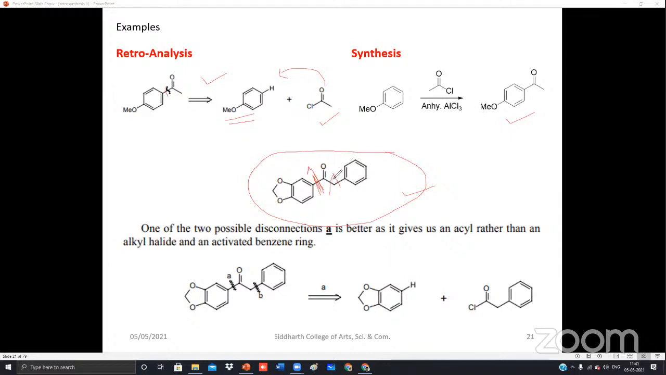But if I do the disconnection over here, there are two ways. If I do the disconnection over here, it is impossible to have acylation across the alkyl group. So I don't think about this. Suppose if I disconnect over here, then I will have an alkyl group over here. So alkylation of the aromatic ring is a bit tough. Instead, acylation. So what will we prefer? The A route, which gives the acyl group, will be preferred over the alkyl. So this can easily work out, and then your synthesis will be very comfortable.